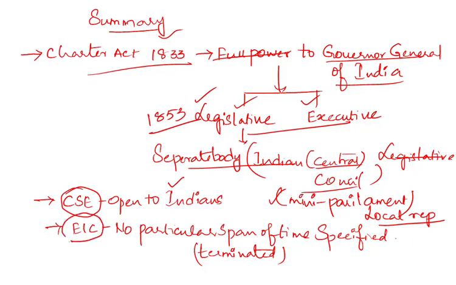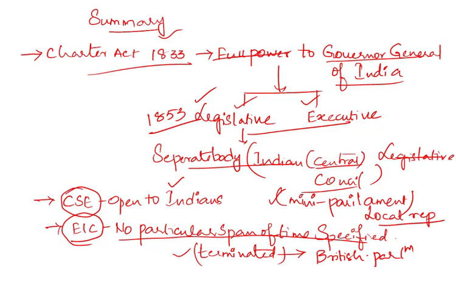The act also allowed the East India Company to retain its positions in Indian territories, but for the first time it did not specify any particular time period. So it is an indication that at any time the company's rule could be terminated by the British Parliament. So this is about the Charter Act of 1853.